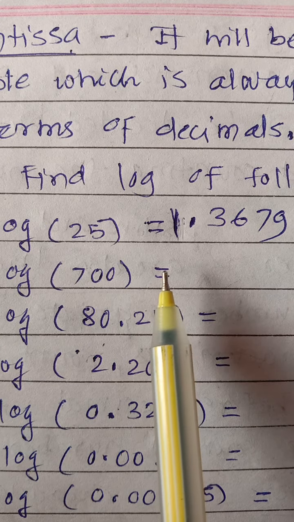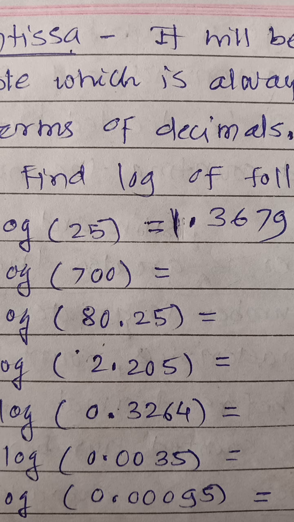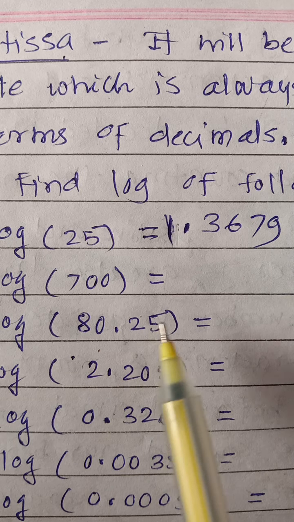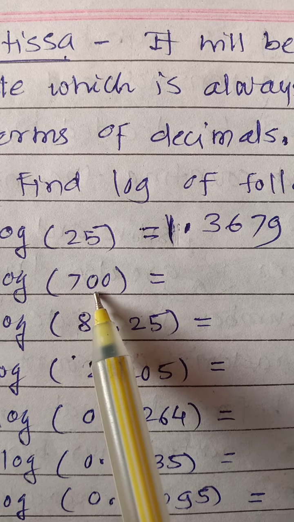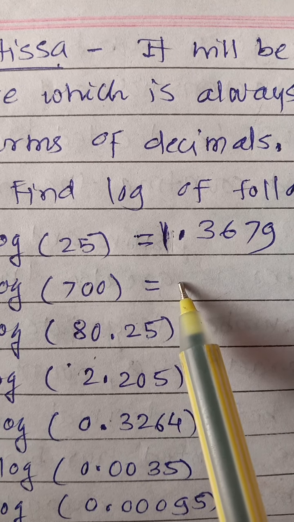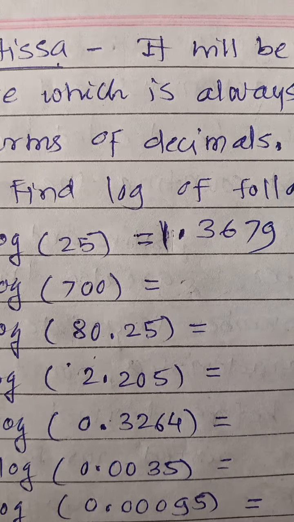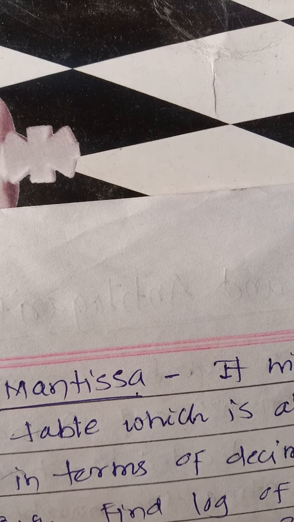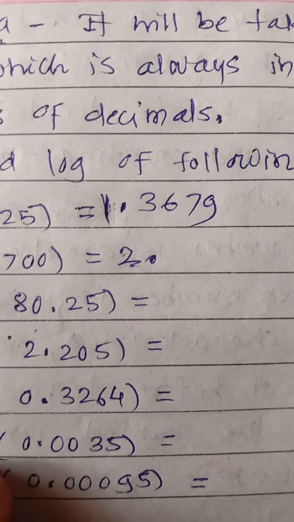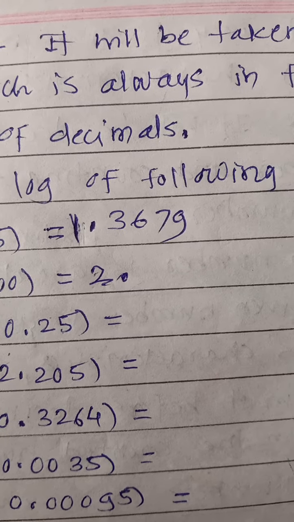Similarly, for the second example we have to find the log of 700. So how do we find the log of 700? For that purpose, first of all we will have to find its characteristic. The number of digits is 3, and therefore its characteristic will be 2. So 2 will be its characteristic, that is 2 point.